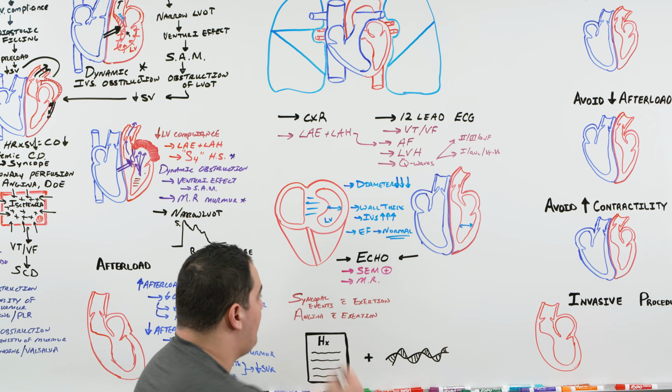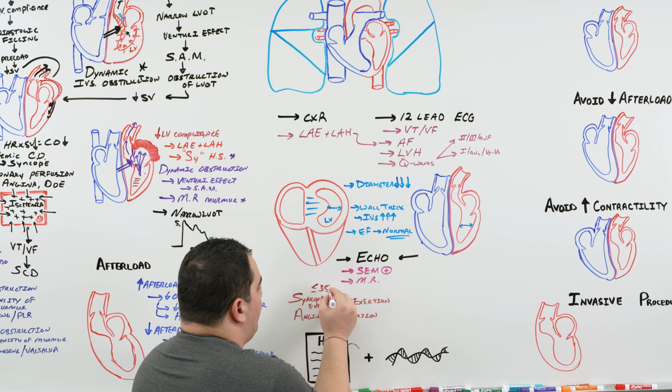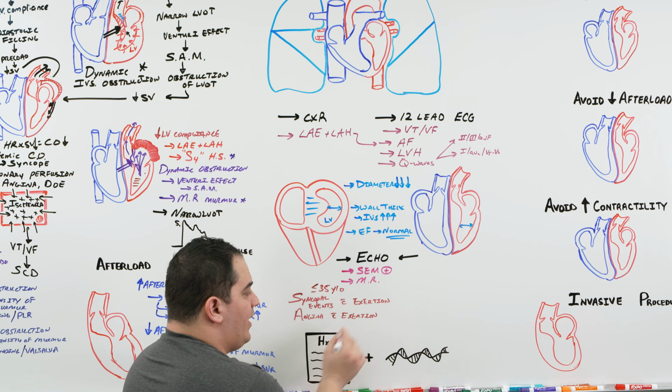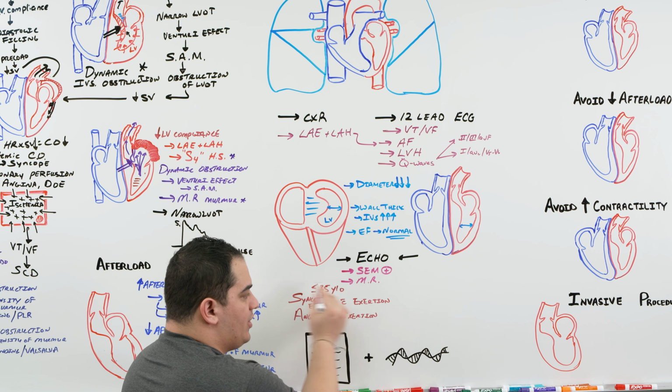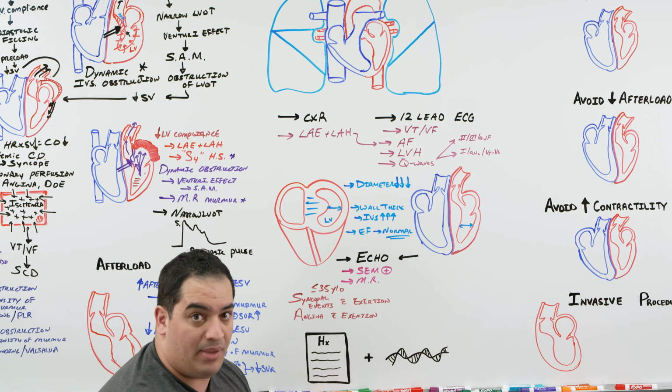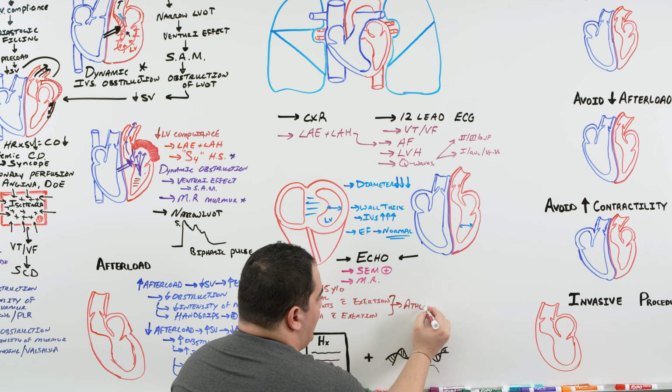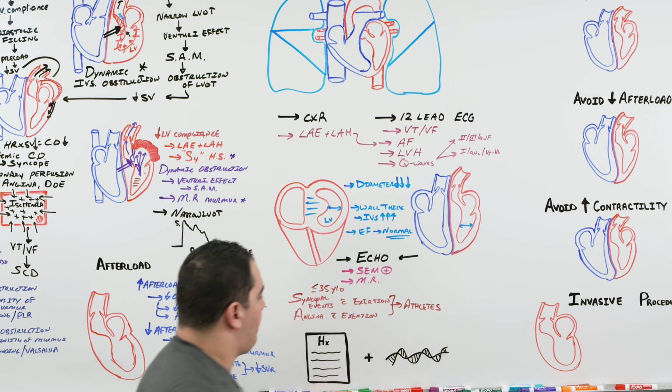So again, are they less than or equal to 35 years of age with a past medical history of having some syncopal events or some anginal chest pain, some dyspnea on exertion? And usually this exertion is likely to be in athletes. That's really the clinical vignette that you're looking at.